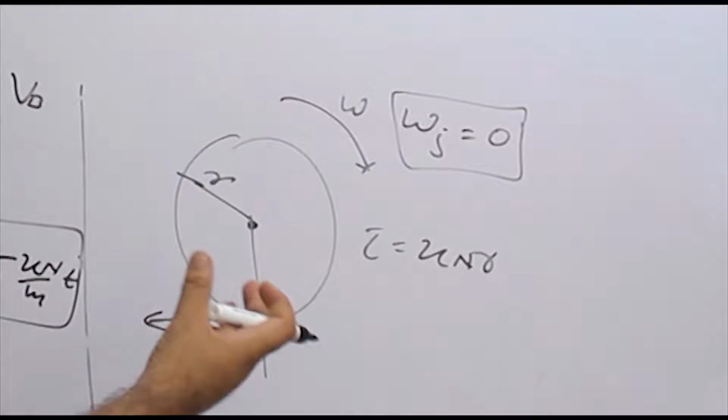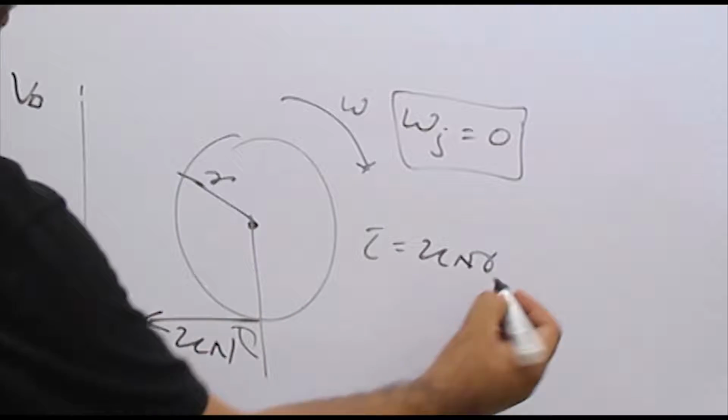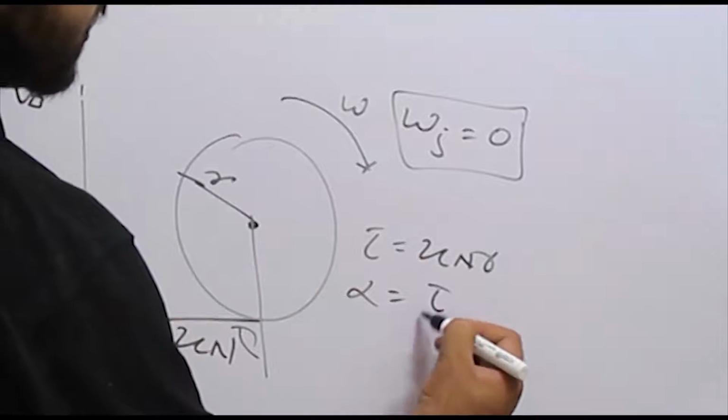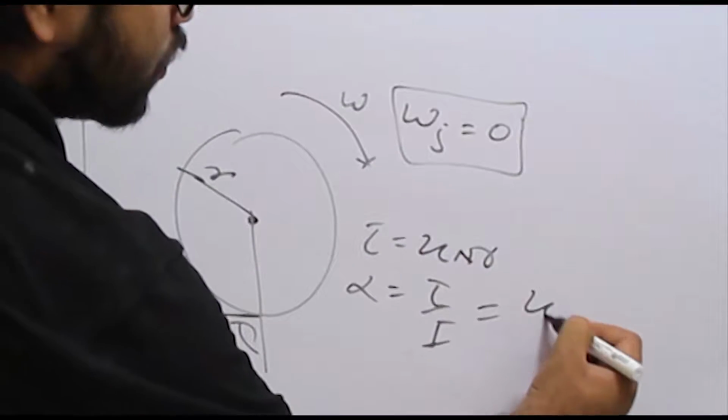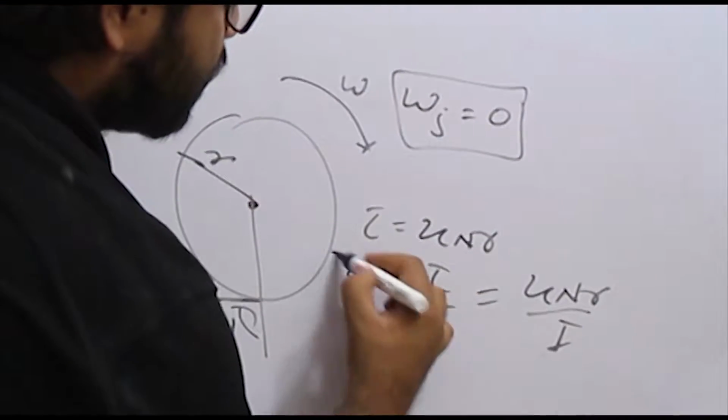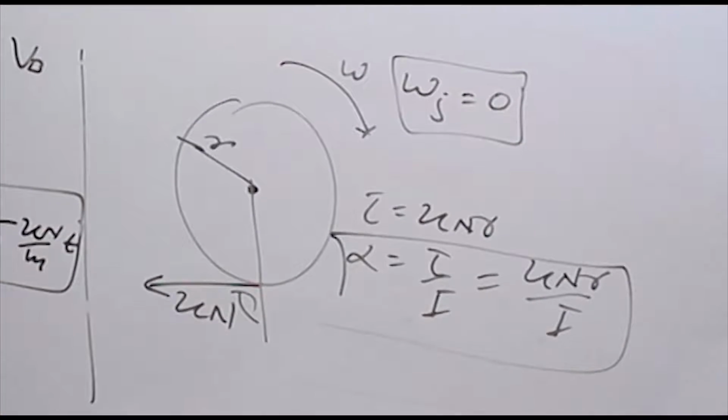Because there is only torque, what is this torque going to do? This torque is going to produce alpha. So alpha is tau by I. You know tau is I alpha, so that is mu n r by I. These are not formulae that you need to remember. Just remember the concept.